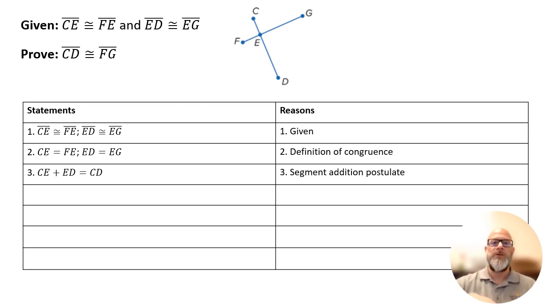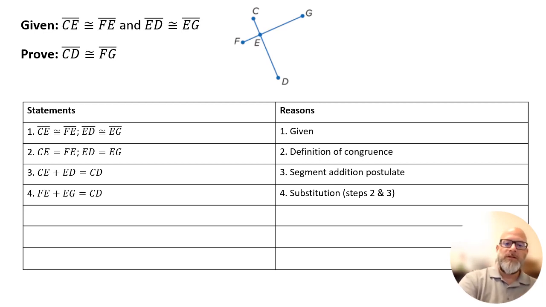So let's just give it a shot. We'll do this one. CE plus ED equals CD. What are we going to do next? Maybe we're going to use substitution. Yes, we are. Okay. The substitution we did was we looked at steps 2 and 3. Look at them together. Put all that information together, and you create this. Can you see it?